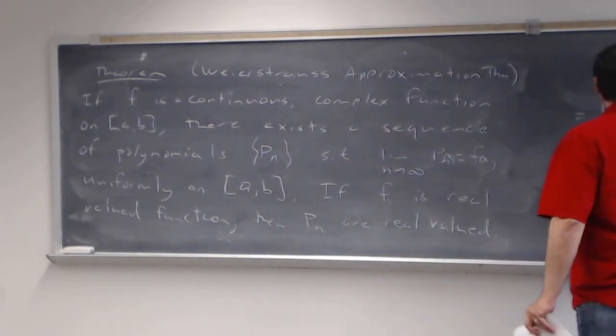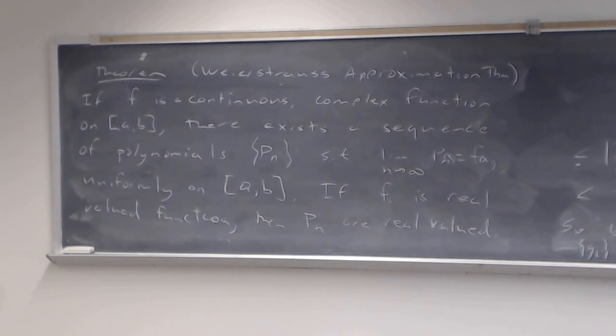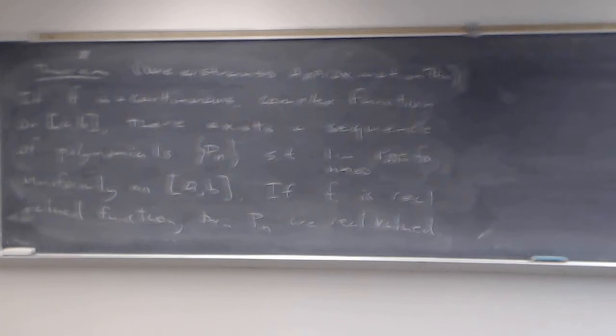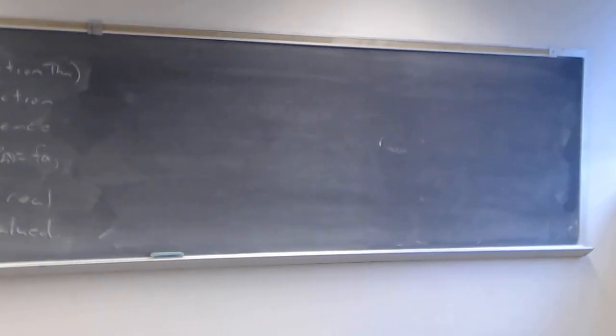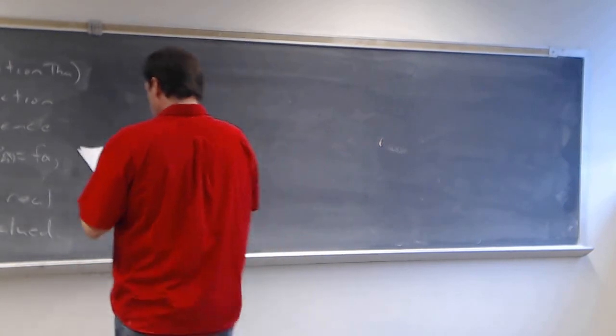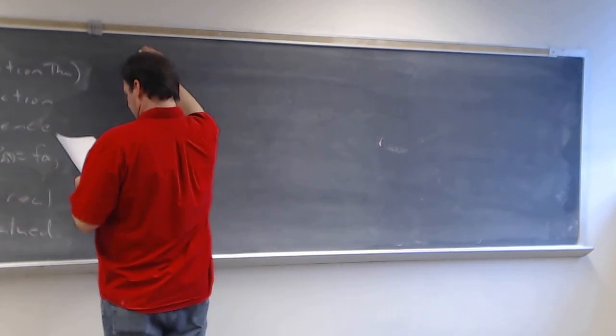This Weierstrass approximation theorem says that any continuous function can be approximated, or is the limit, of a uniformly convergent sequence of polynomials. We want to prove this. The proof has several parts, and here's what it says.